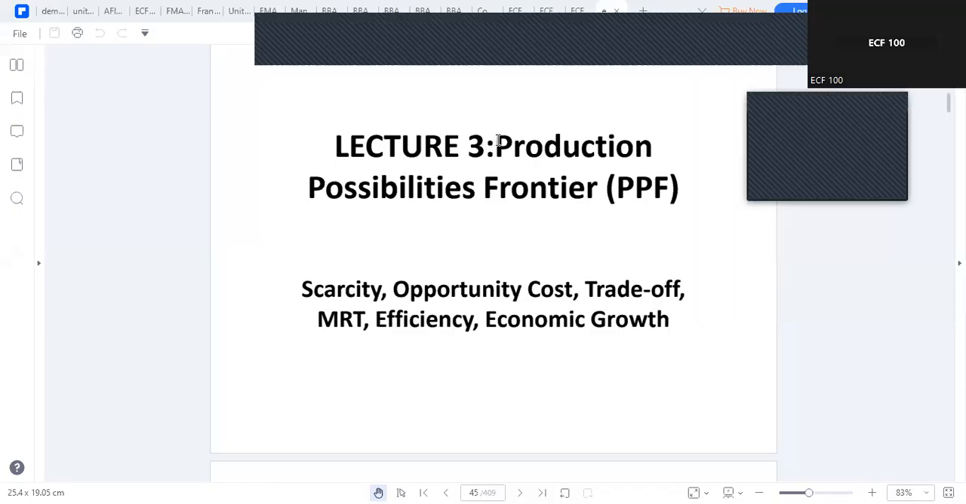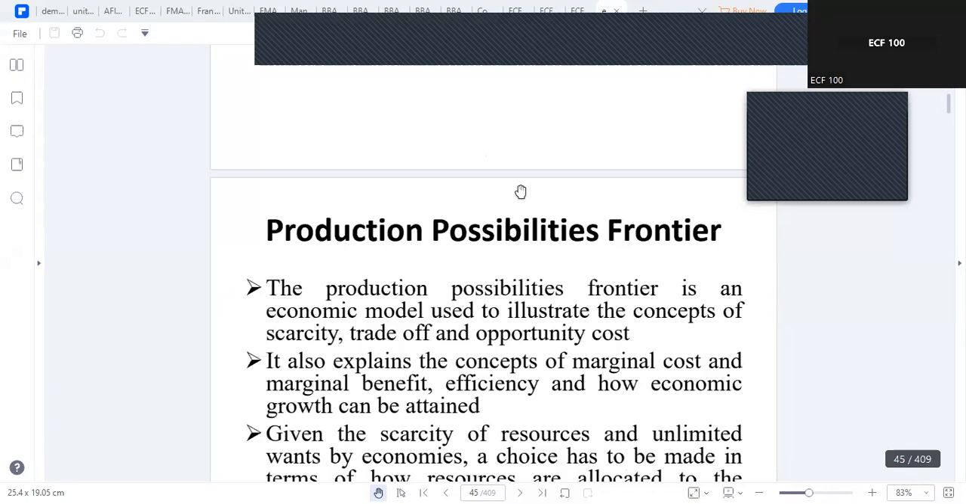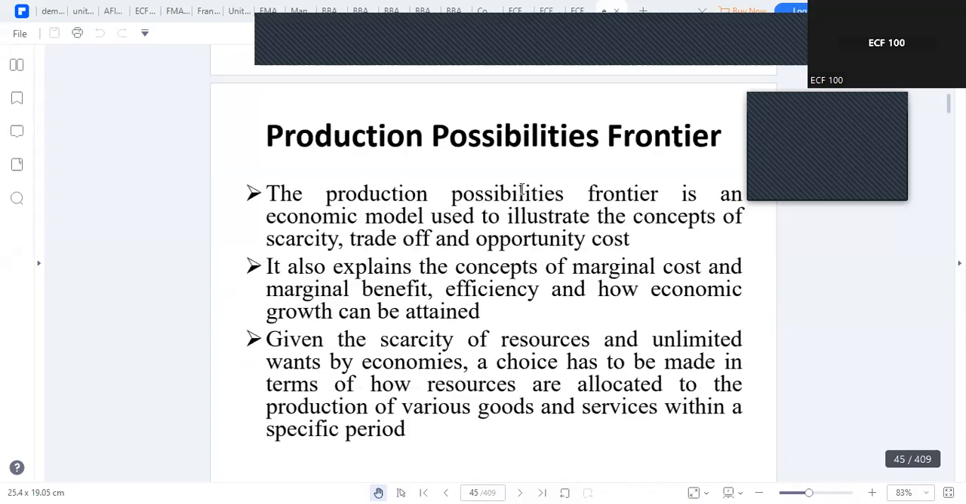Welcome to our lecture 3 on the production possibility frontier, which is called the PPF. We'll discuss the concepts of scarcity, opportunity cost, the trade-off, the MRT, efficiency, and economic growth. So what is a PPF?